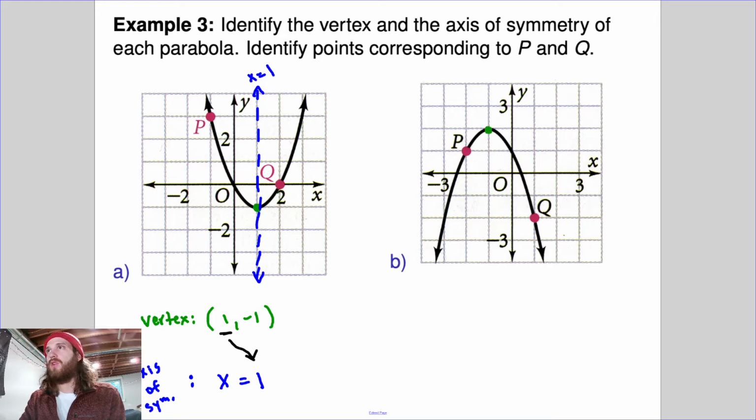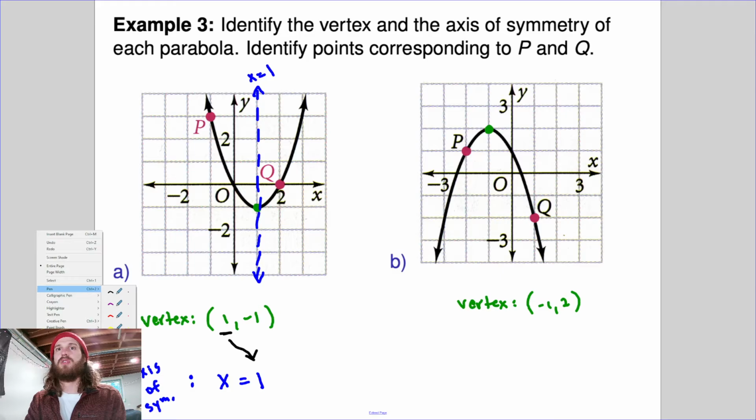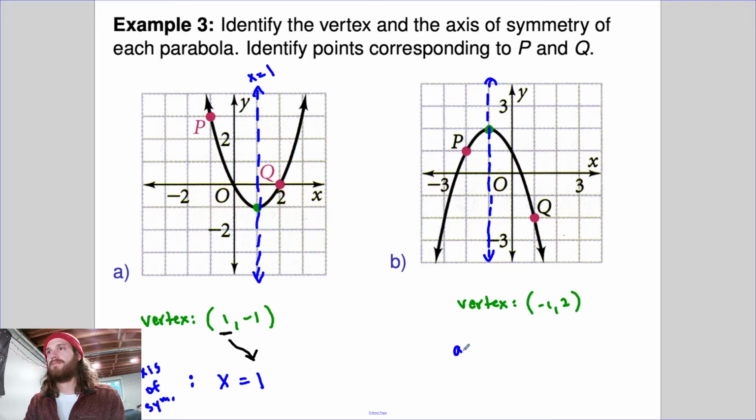Okay, here we go. The vertex in this case is (-1, 2). And the axis of symmetry is the line x equals -1. It's always the same there. Okay, cool. All right, let's keep rolling.